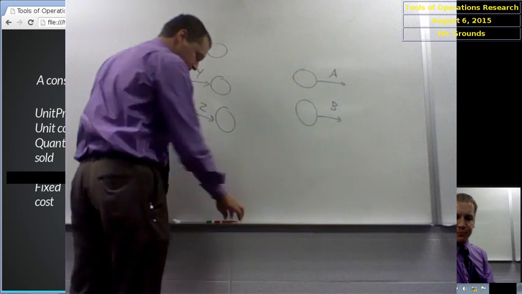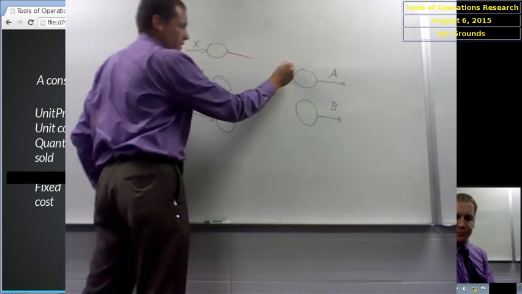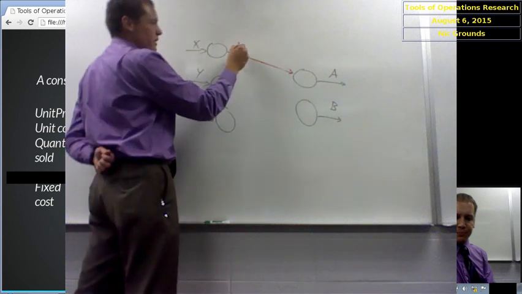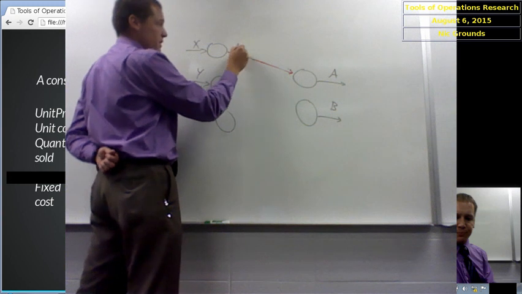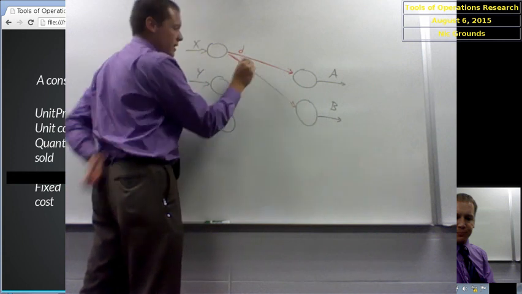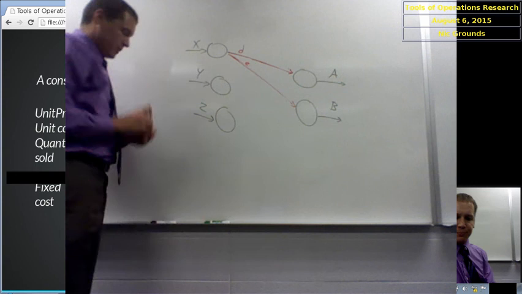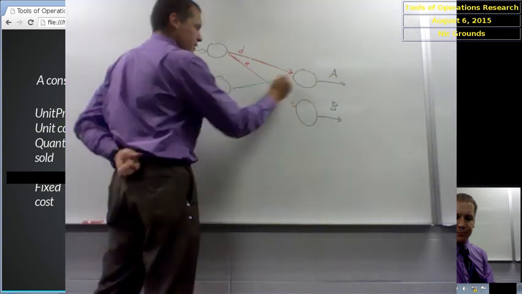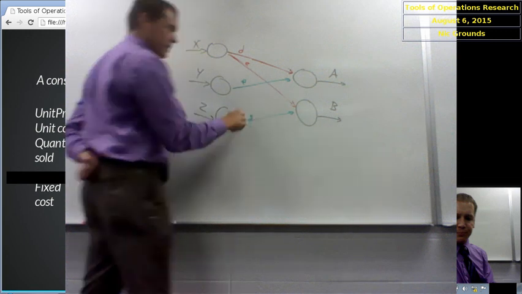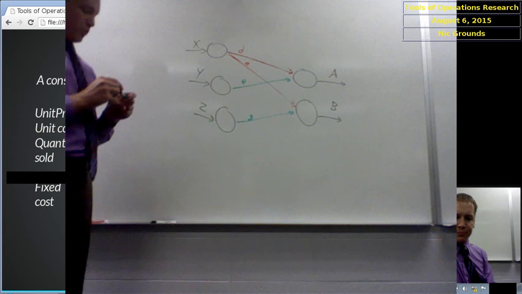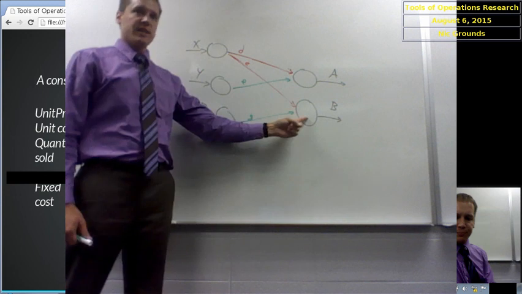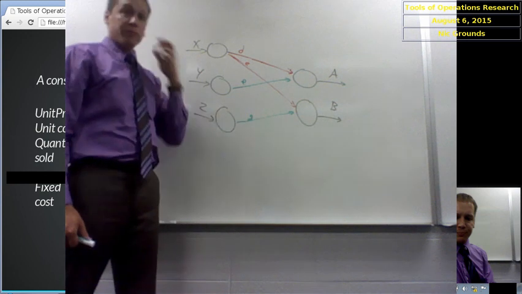So the optimal solution might theoretically look something like this, where X sends, say, I don't know, I'm just going to have to make up some more letters probably, D to A, and it sends E amount to B, and then maybe Y sends some amount F to A, and Z sends some amount G to B. Okay? So you would want to draw the lines to represent when something is flowing from a source to a destination, and label that line with how much.